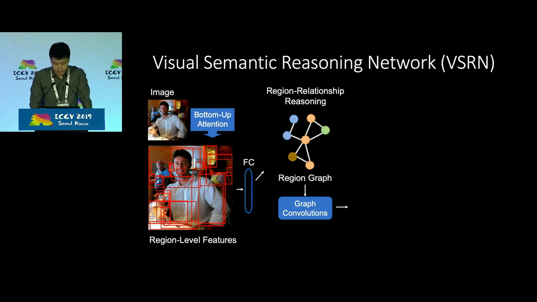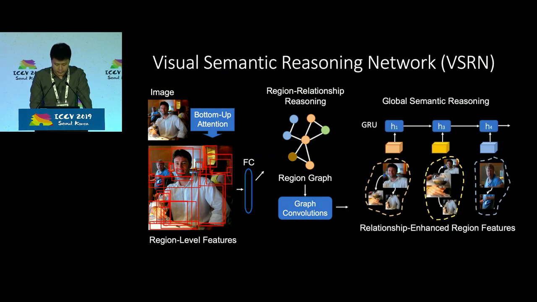Then we make use of the gate and the memory mechanism to perform global semantic reasoning on these relationship-enhanced features, select the discriminative information, and gradually generate the representation for the whole scene. This reasoning process is conducted on graph topology and considers both local and global semantic correlations.